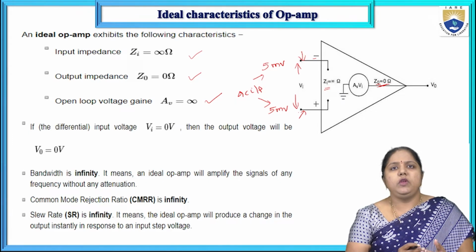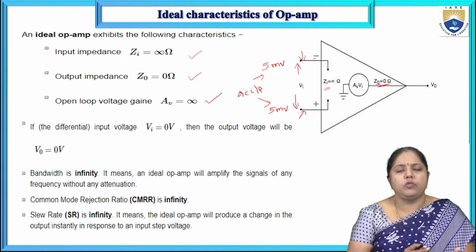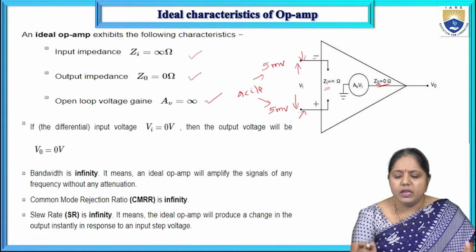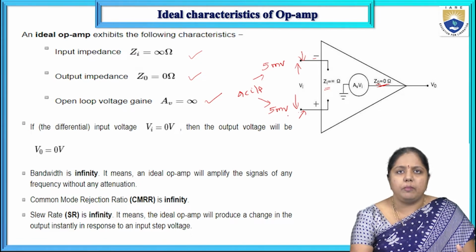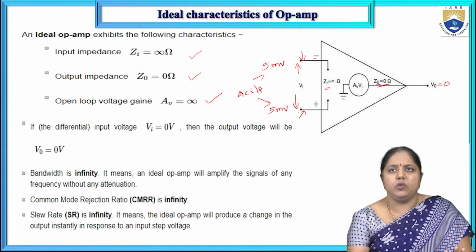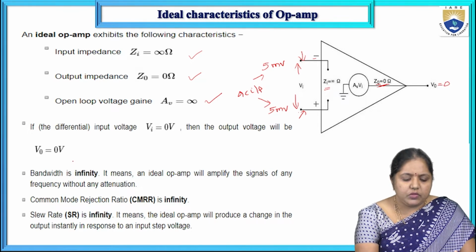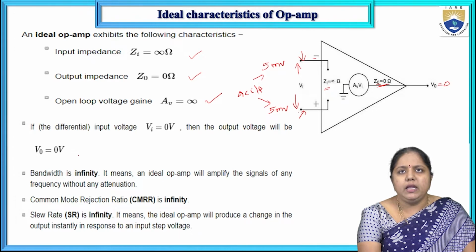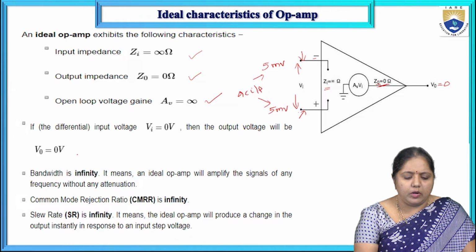Even if you give DC supplies, plus 5 volts and plus 5 volts, to both the input terminals of the op-amp, I need to get the output voltage equal to 0 for the ideal case. So this is the fourth property of the ideal characteristics of the op-amp.